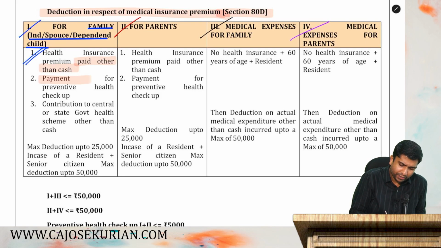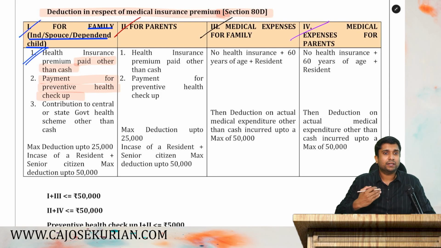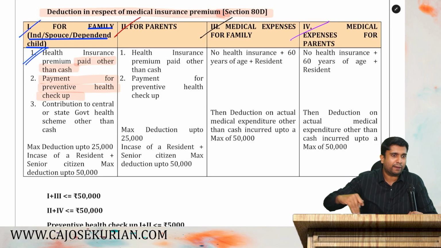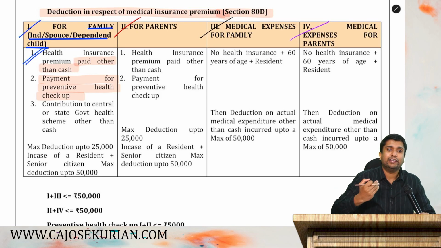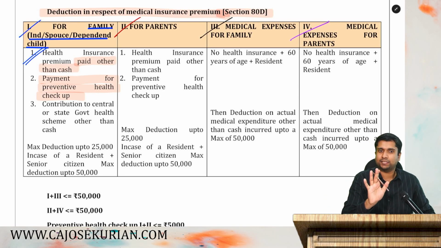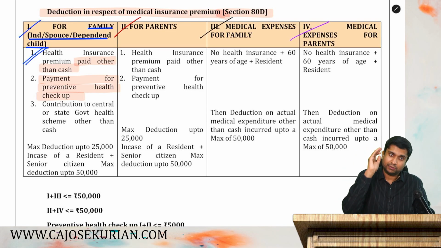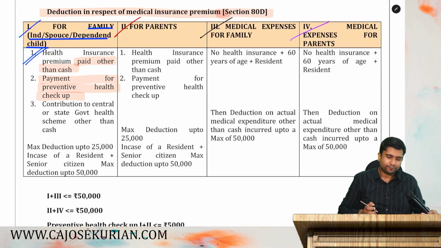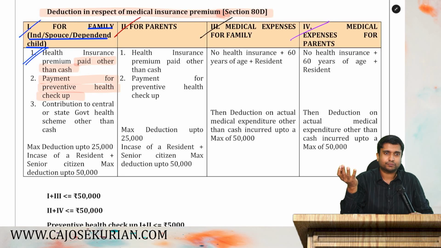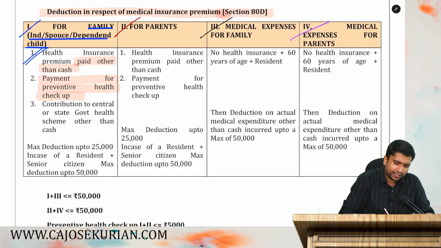Number 2, payment for preventive health checkup. What is a preventive health checkup? To check whether I have any diseases or not, I have done a checkup. All the payment that I have done for that checkup is allowable as a deduction under category 1, either for me or for my family. Are you all listening? All checkups are preventive. Maybe in the examination they will say simple checkup. Checkups are always preventive. And one more thing, this preventive checkup payment can be made in any mode. You paid it in cash, no problem. You paid it by cheque, no problem. Irrespective of the mode of payment, you will get it as a deduction.